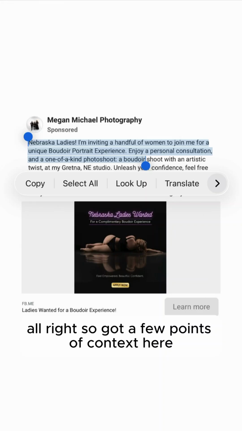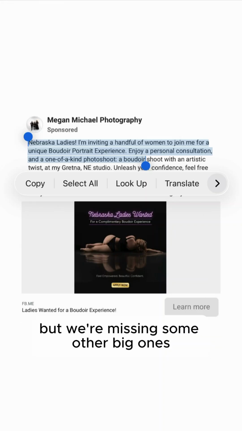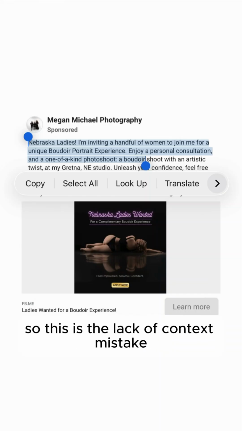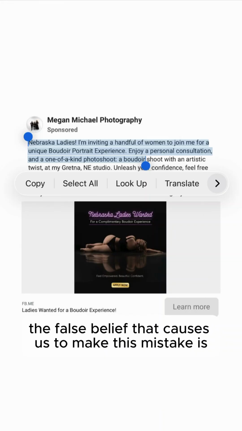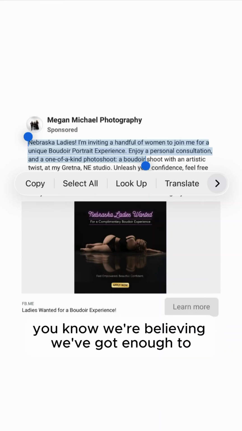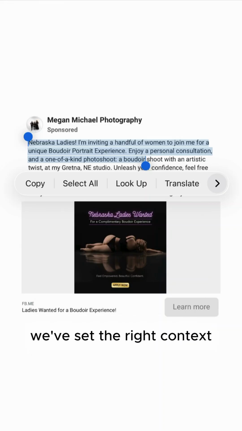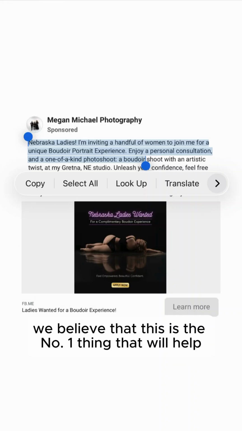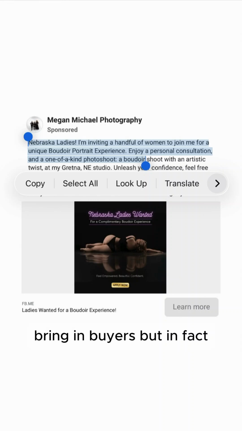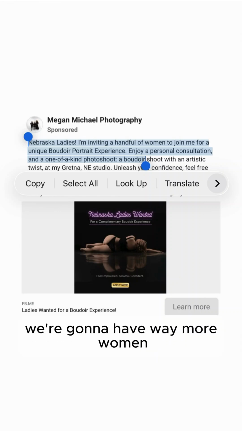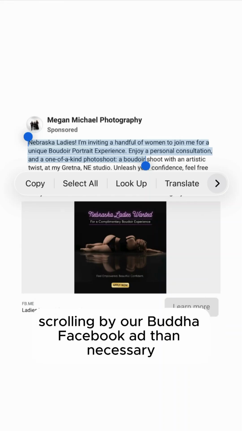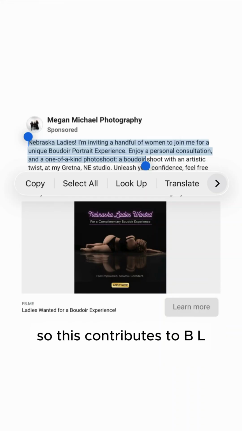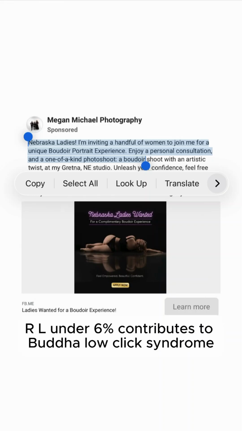All right, so we've got a few points of context here, but we're missing some other big ones. So this is the lack of context mistake. The false belief that causes us to make this mistake is we're believing we've set the right context, and we believe that is the number one thing that'll help bring in buyers. But in fact, the way we have it right now, we're going to have way more women scrolling by our Boudoir Facebook ad than necessary. So our ad never even enters their brain. So this contributes to BLCS, pulling our unique CTR under 6%, contributes to Boudoir Low Click Syndrome.